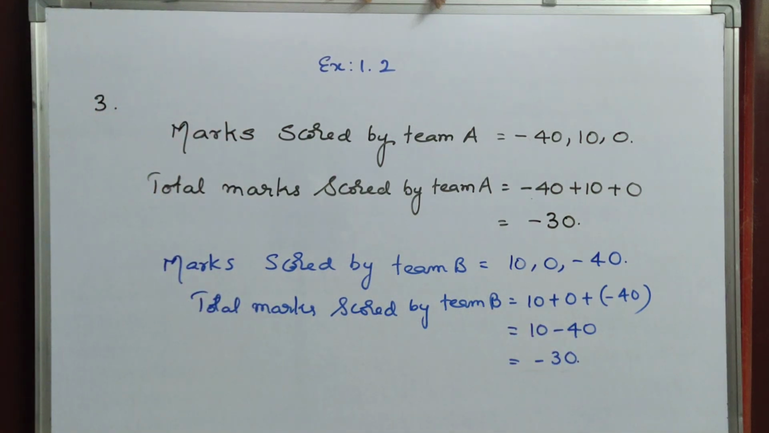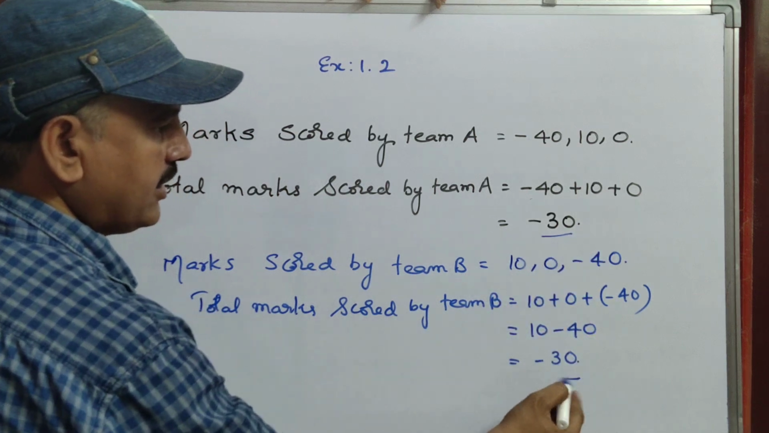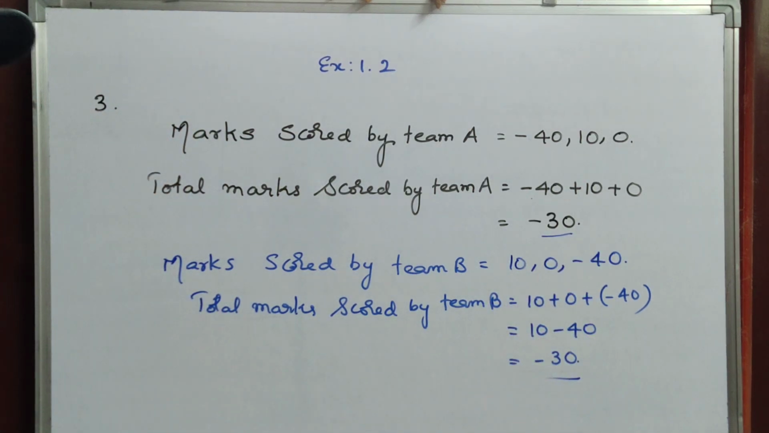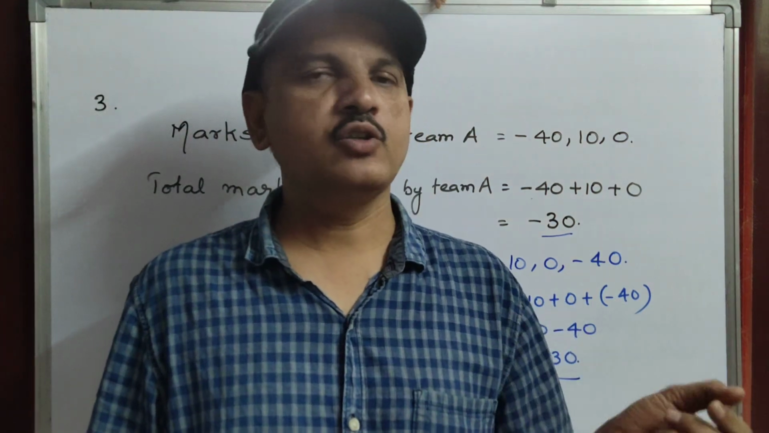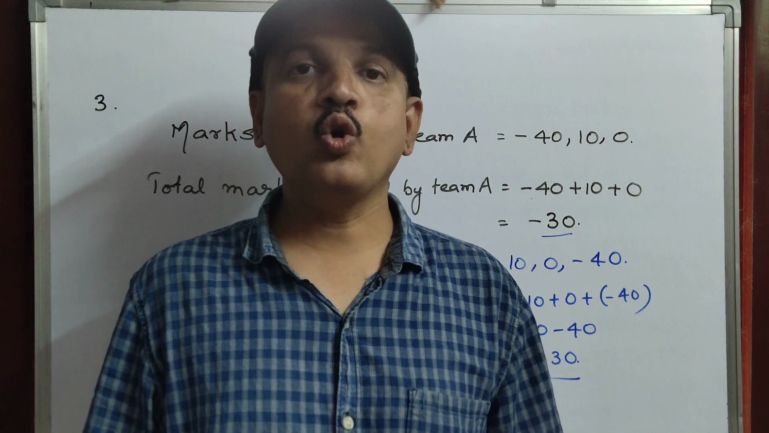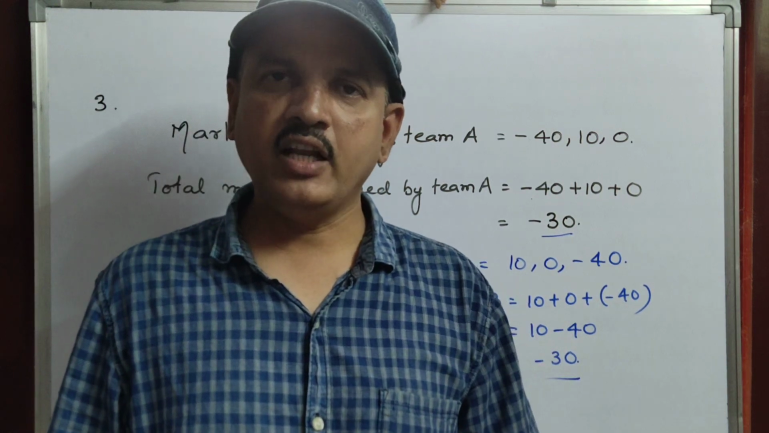Is it clear? Are you checking that both got the same answer? Both got minus 30 and minus 30. So now who scored more marks? Both have the same marks. That means they both scored equal marks. No need to tell which team is highest now. So team A is minus 30, team B also minus 30. That means they both scored equal marks. So team A and team B scored equal marks. Who scored more? Means both scored equally, we can write.